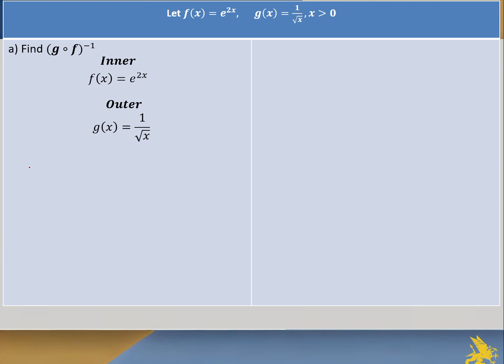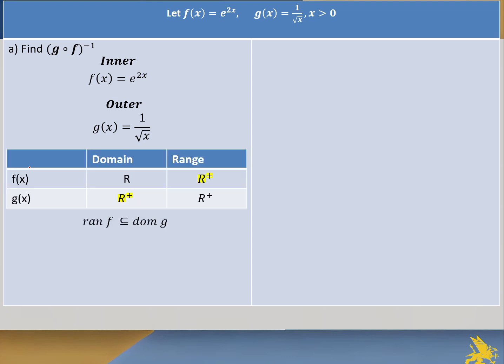Again, I'm going to straight away put everything into a table, my domain and my range. So we know with f of x, my domain is always going to be all real numbers. And for an exponential, it can't equal 0. So it's going to be all positive real numbers for the range. Likewise, the outer here, I can't have a negative here. And I can't divide by 0, so it has to be all positive real numbers.